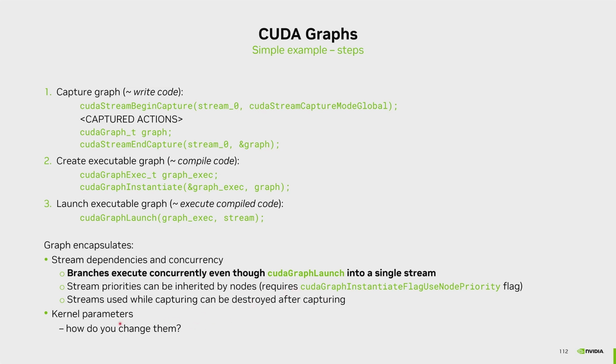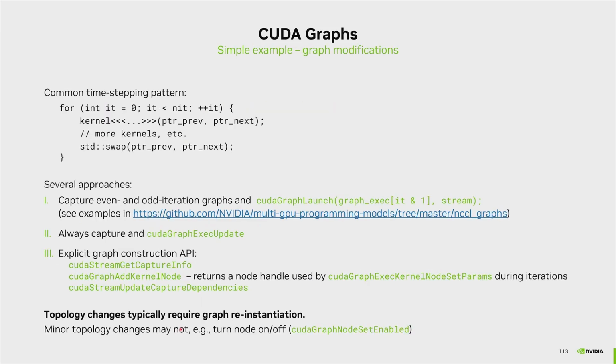So one issue we have here is that the graph launch just takes the graph as an argument. So if you have kernel parameters, how do you change them? For example, this is a common time stepping pattern, when we have a simulation with pointers to the previous time step and next time step, and then we swap them for the next iteration. So here's what you can do.